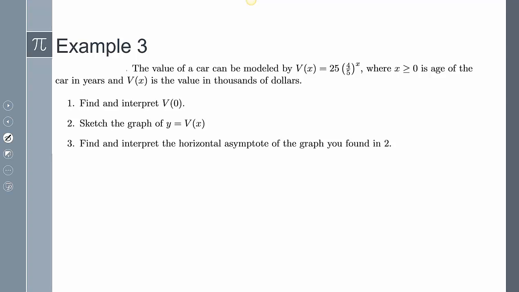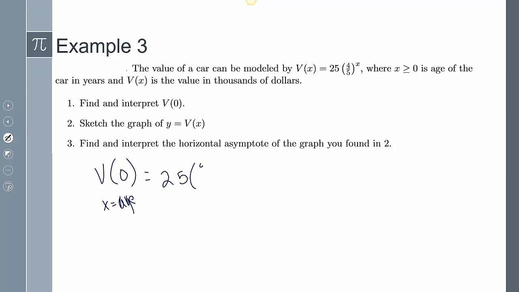Let's look at example number 3. Let's actually apply this to a real-life model. It says the value of a car can be modeled by this function here, v of x equals 25 times (4/5) to the x, where x is greater than or equal to 0 is the age of the car in years, and v of x is the value in thousands of dollars. So find and interpret v of 0. Well, v of 0, that's where x is the age, right? So that means that this is like time that's elapsing. So this is the value of a car when it's new.